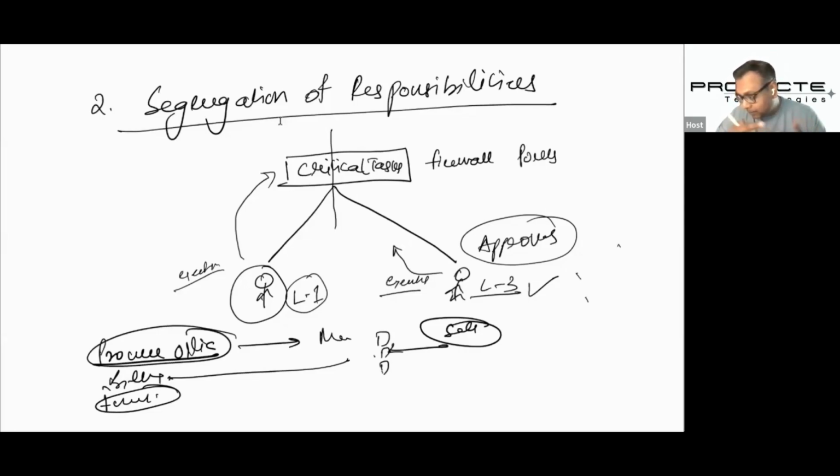When two people connive, two people combine, we had this concept in domain 2 and 3. Two people should not be able to collude. I forgot this word at that time. So two people should not be able to collude and execute a critical task, and that's why segregation of responsibilities is very, very important, right? Then third is, in security operations, when you are operating the organizational security, privileged account management.